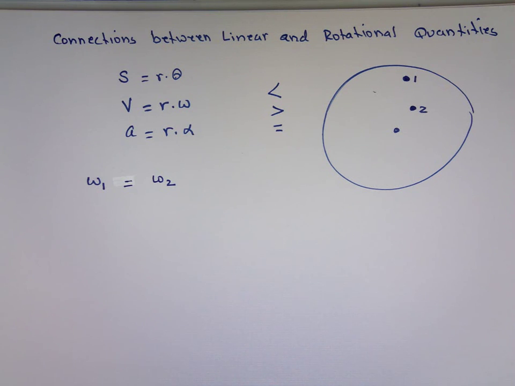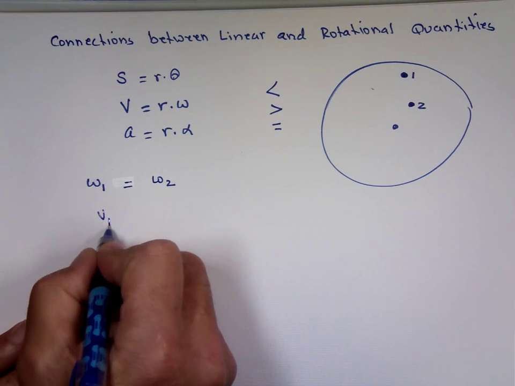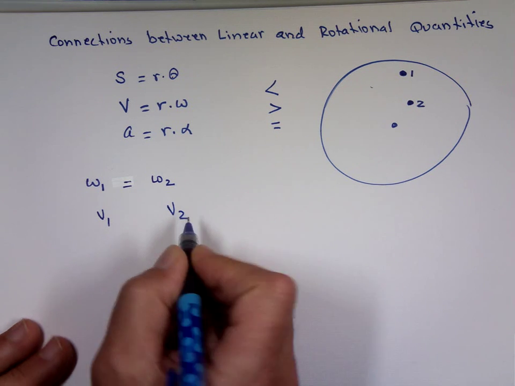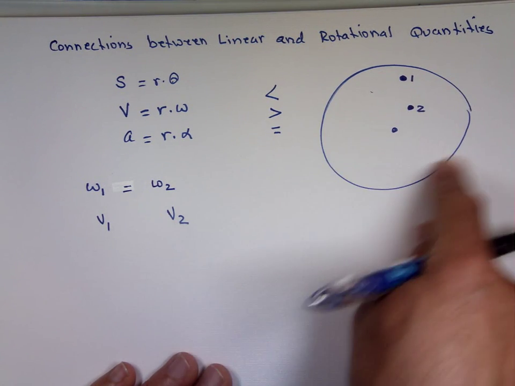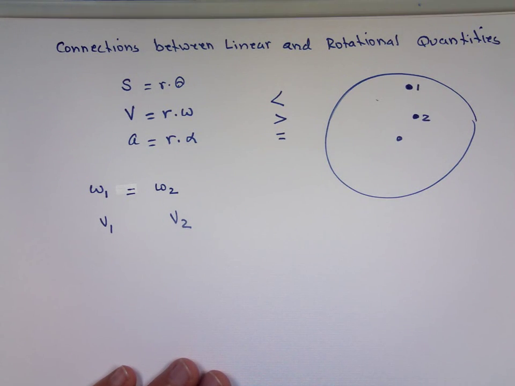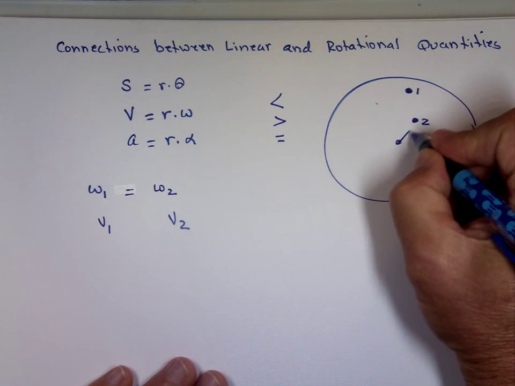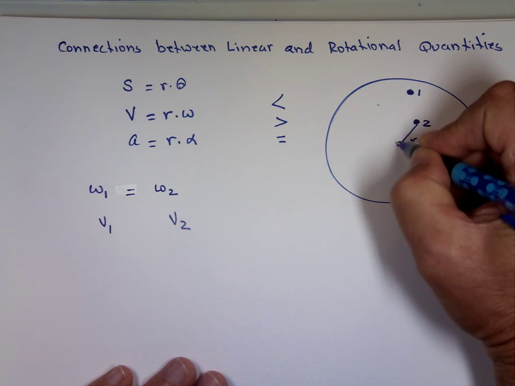What about V? The linear velocity for person 1 and the linear velocity for person 2. Are they the same? Is one bigger, less than, or equal to the linear velocity? Well, what's the velocity? Velocity depends on R and W. Did W change for either person? No. But did R change for them? Notice this is R for person 2 and this is R for person 1.